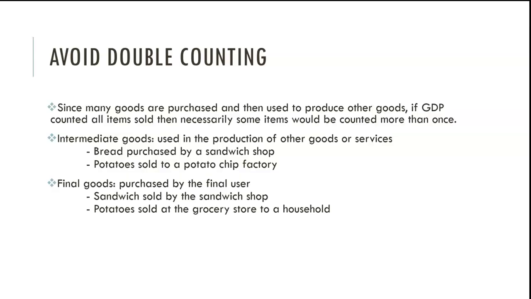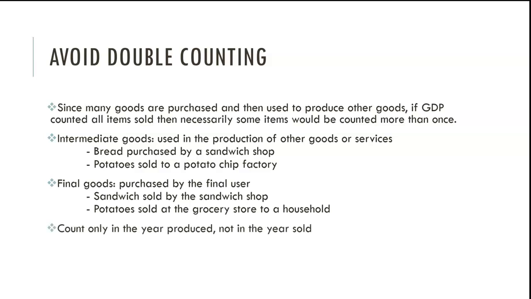If I purchase potatoes at the grocery store for my own personal consumption, that would be a final good. Whereas if the potatoes are sold to a chip factory, it's an intermediate good. So it's not only about what the item is, but about who is using it. Will it be transformed again and resold, or is it being purchased by the final user?